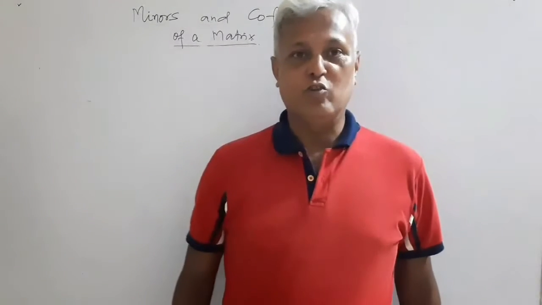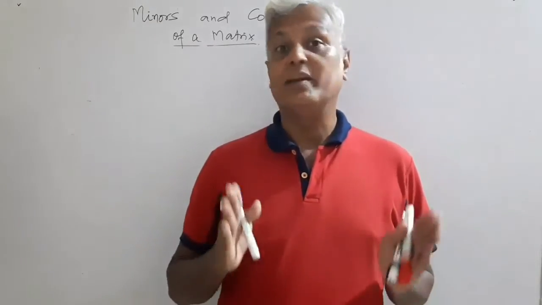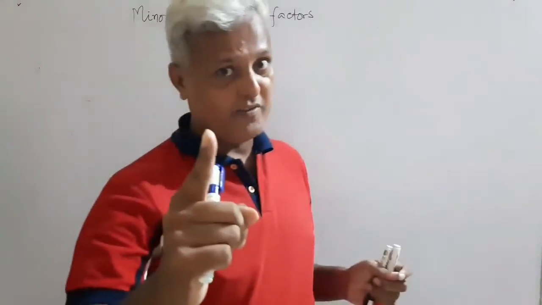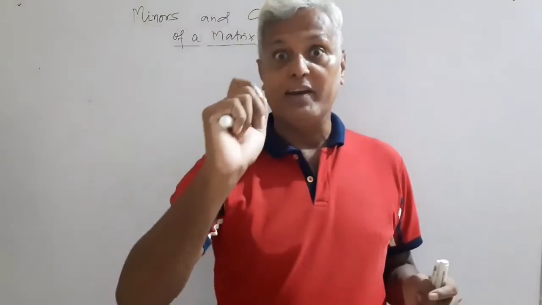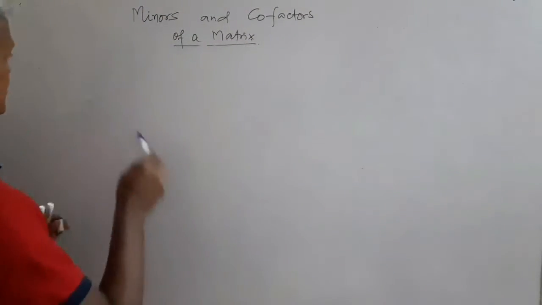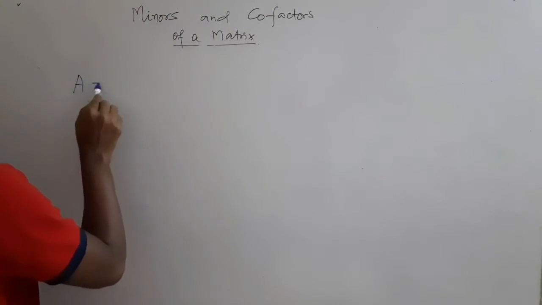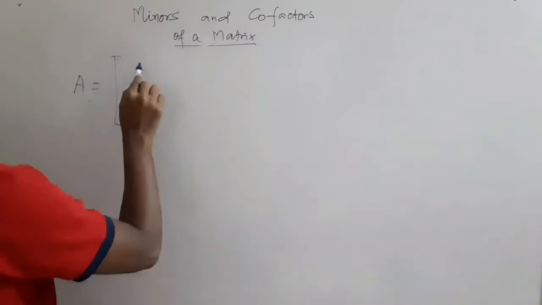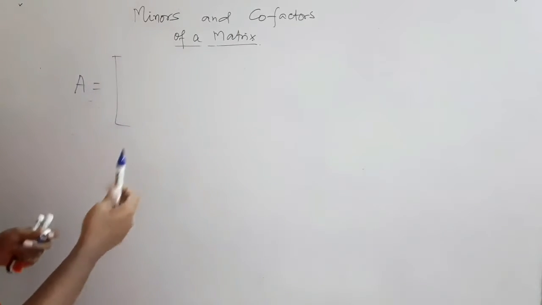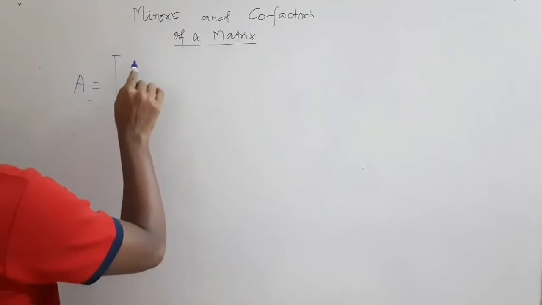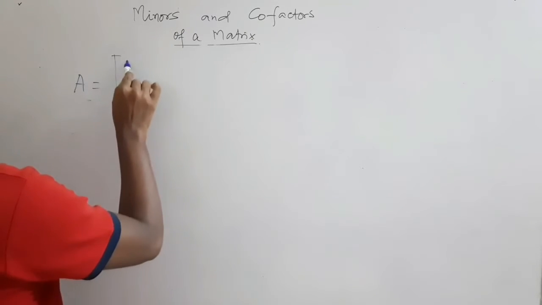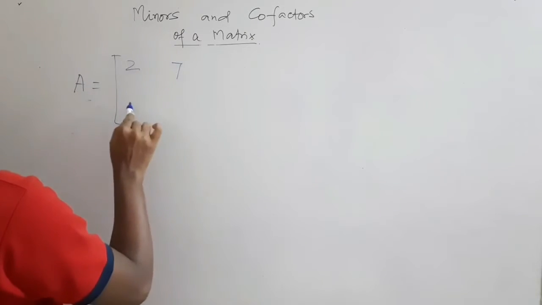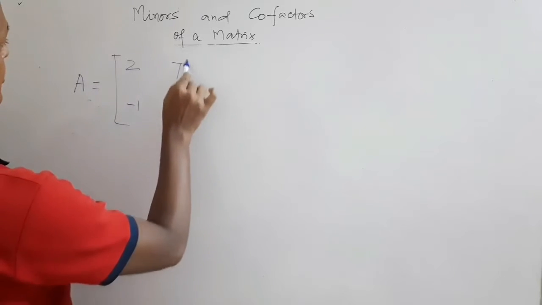Good evening friends, and in this video we are going to learn how to find the determinant of a matrix. So the idea should be very clear. I'm just talking about the determinant of a matrix. Suppose we have a matrix A, and I take small values. First, a square matrix: 2, 7, minus 1, 4.